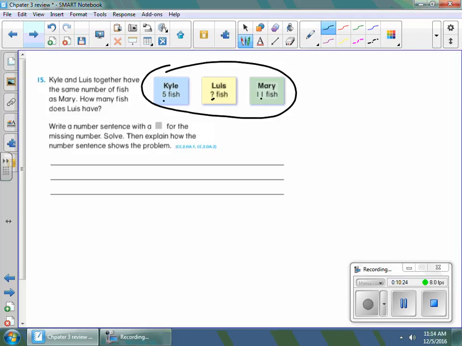We know that when Kyle and Luis put their fish together, they have the same number as Mary. How many fish does Kyle have? Call it out. 5 fish for Kyle. How many fish does Luis have? Do we know according to this graphic? Nope, that's your missing number. How many fish does Mary have? 11. We worked with this fact already in this review with this fact family. 5, 11. What's the missing number in that family? Ashley, 6.